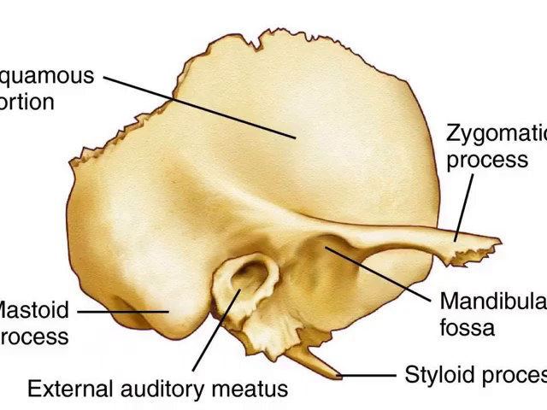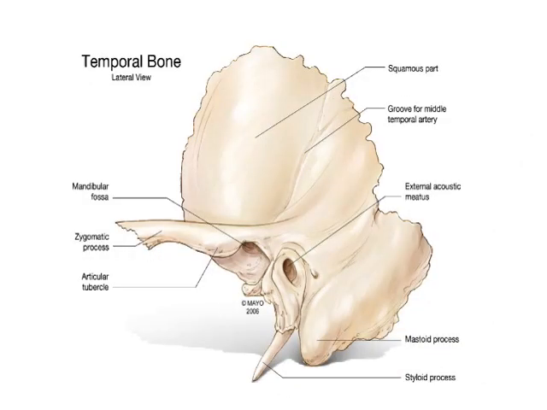It has further parts which we will discuss in this slide. You can see that there is a squamous part, a zygomatic part, then a mastoid part, the mandibular fossa, and the styloid process, which has a very important function. Behind the mandibular fossa, we have the external auditory meatus. Just see in this picture now for more clarity. You can see the squamous part. This is a lateral view. You can see the mandibular fossa, and then the zygomatic process. There is the articular tubercle.